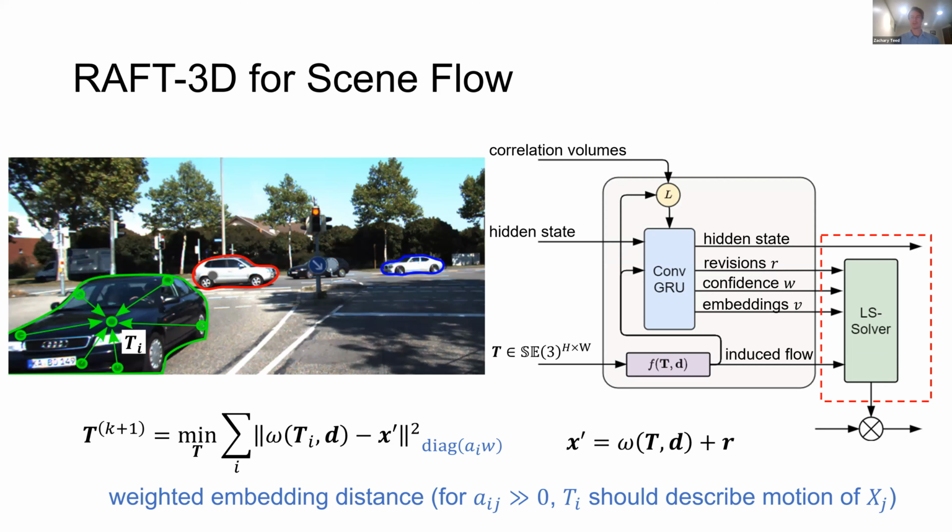And so what this optimization problem is saying is that for this pixel shown in green, we want it to describe the motion of all pixels in a neighborhood around that green dot. So for all the pixels that share a similar embedding, we want this single transformation at this point to describe the motion of its neighborhood. And we perform optimization over all the transformations over the full image.